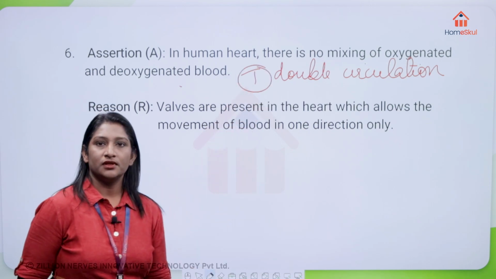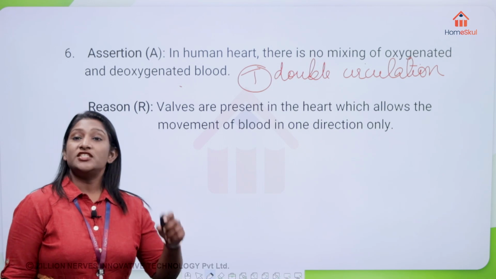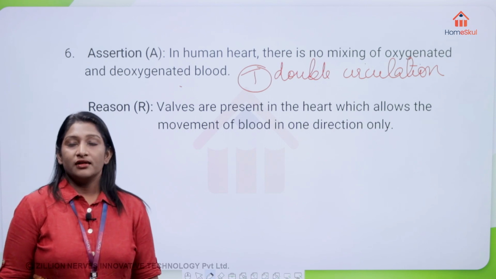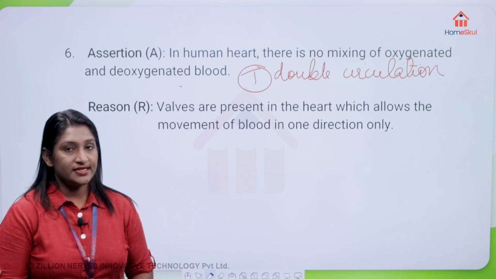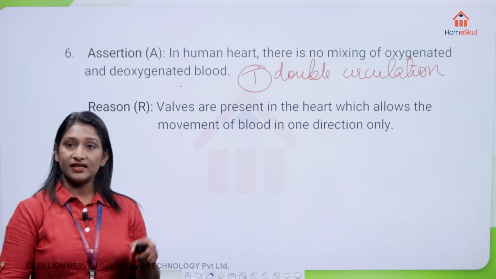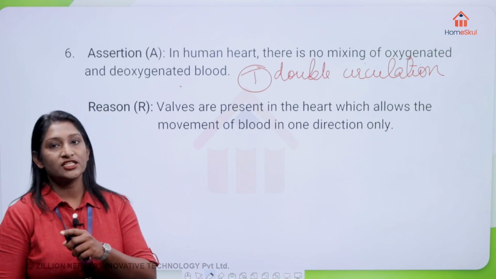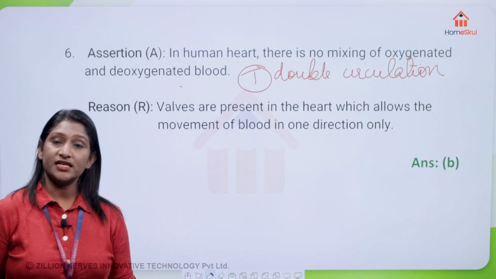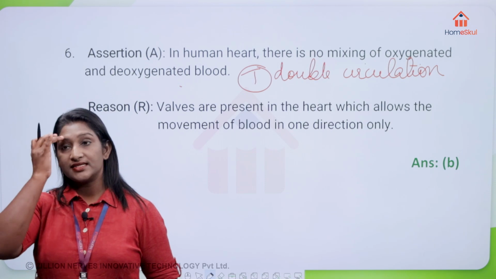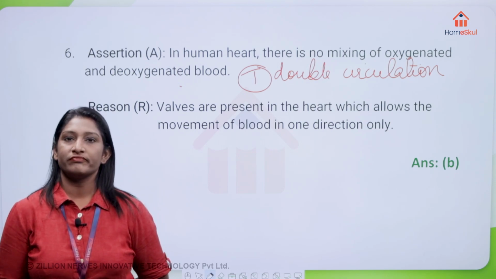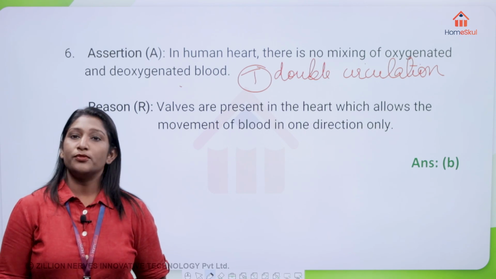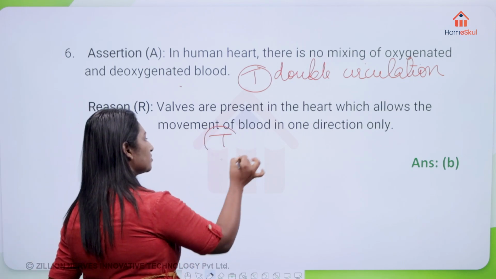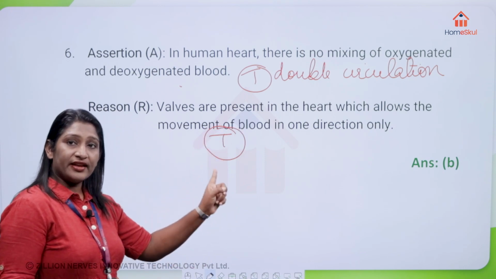And what about the reason? Valves are present in the heart, which allows the movement of blood in one direction only. In the human heart, there is no mixing of oxygenated and deoxygenated blood is the assertion. Then the reason says valves are present in the heart, which allow the movement of blood in one direction only. And my answer here is option B. Does this match with the statements? What about the second statement? Is that true or false? Valves are present in the heart, which allow the movement of blood in only one direction. Yeah, this is also true. But is this the clarification of the first one?